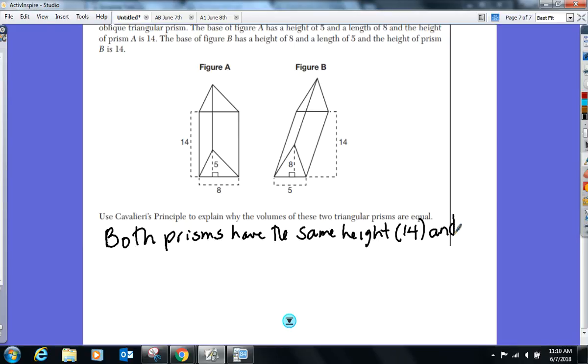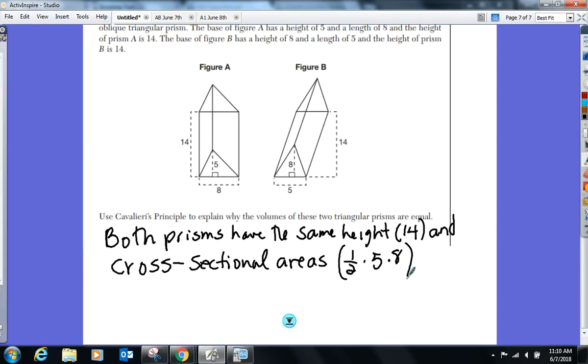What shape is the cross-sectional area in here? It's a triangle. Do both triangles have the same area? Yes, they do. Why? How would you find the area of that cross-section right there? What would be the formula? 1/2 times 5 times 8, 8 times 5, which makes the volumes the same. That's the two things you've got to test out. The heights are the same, the cross-sectional areas are the same. That makes the volumes equal.